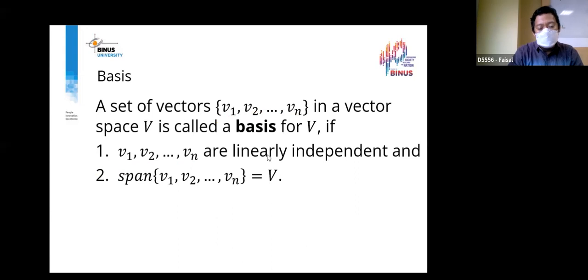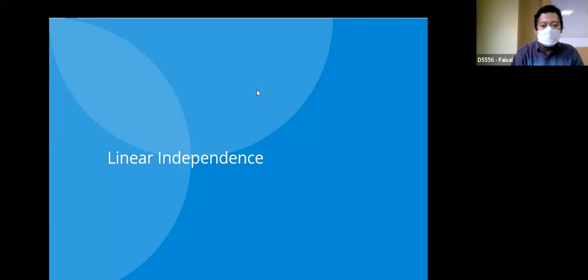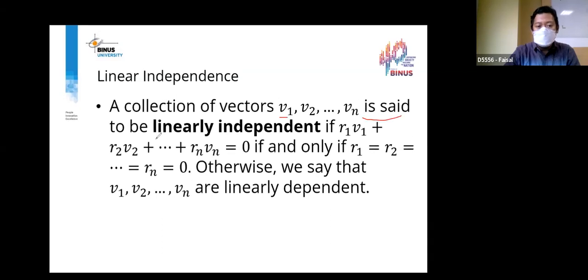So these two conditions are all about a set of vectors, a collection of vectors. A collection of vectors V1, V2 until Vn is said to be linearly independent if these equations hold. The left hand side is a linear combination.